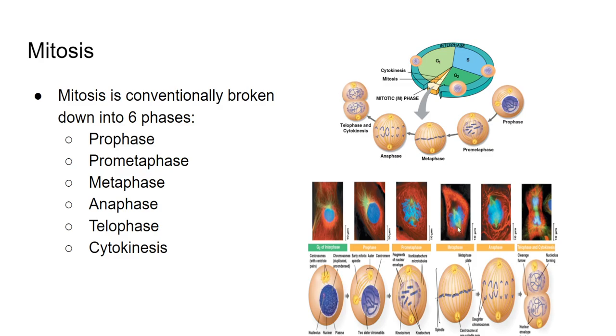Metaphase, the chromosomes are all lined up, and we have our centrosomes on opposite sides of the cell. And then anaphase, we see them being pulled apart. And telophase, we see the cleavage furrow right here. And we see the cell split into two.